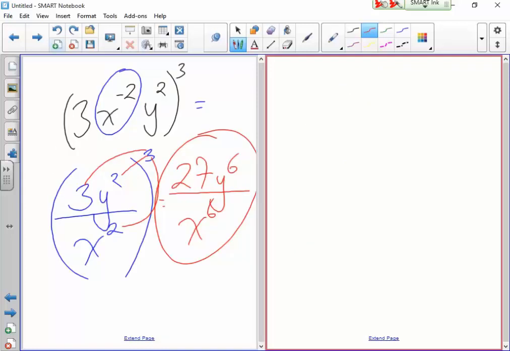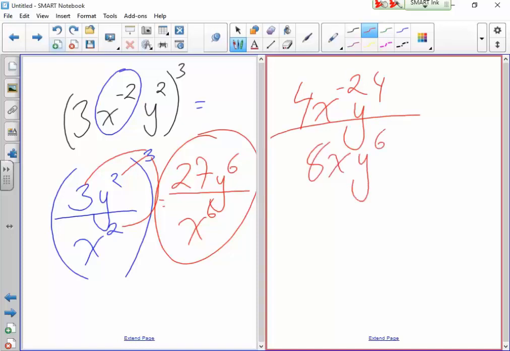Let's do another one. Let's say I had 4x to the negative second, y to the 4th over 8x y to the 6th. No parentheses. Thank you for the question. We just want to simplify this. All right, talk to me. You can move x to the negative second down and make the exponent positive.